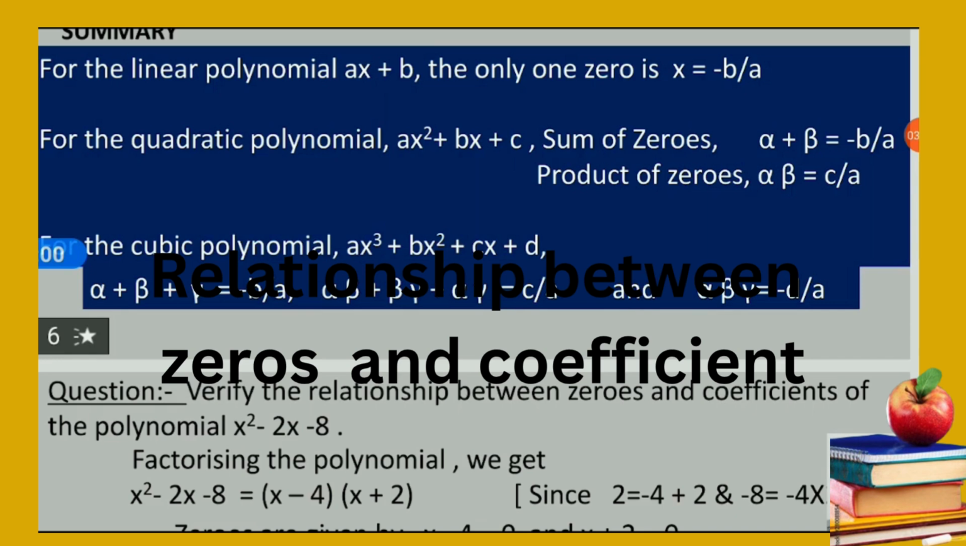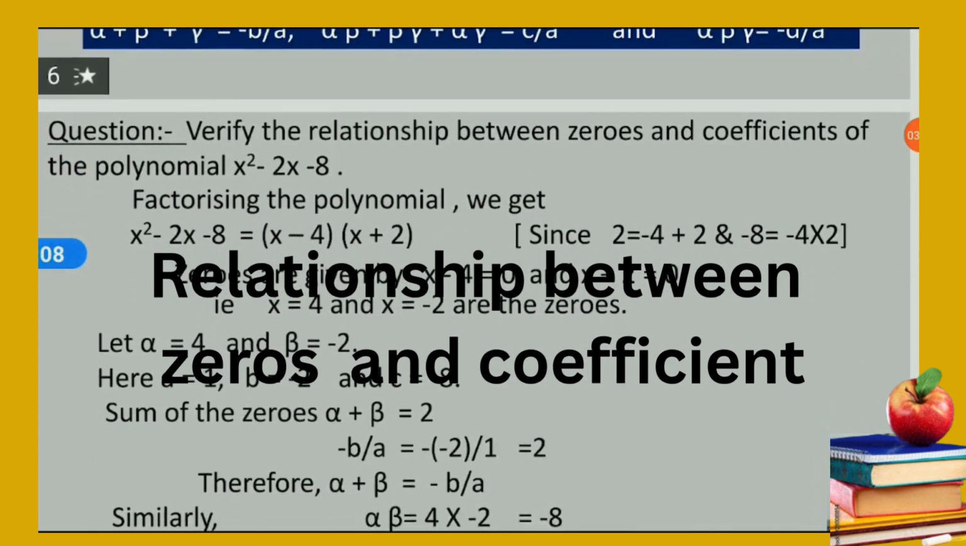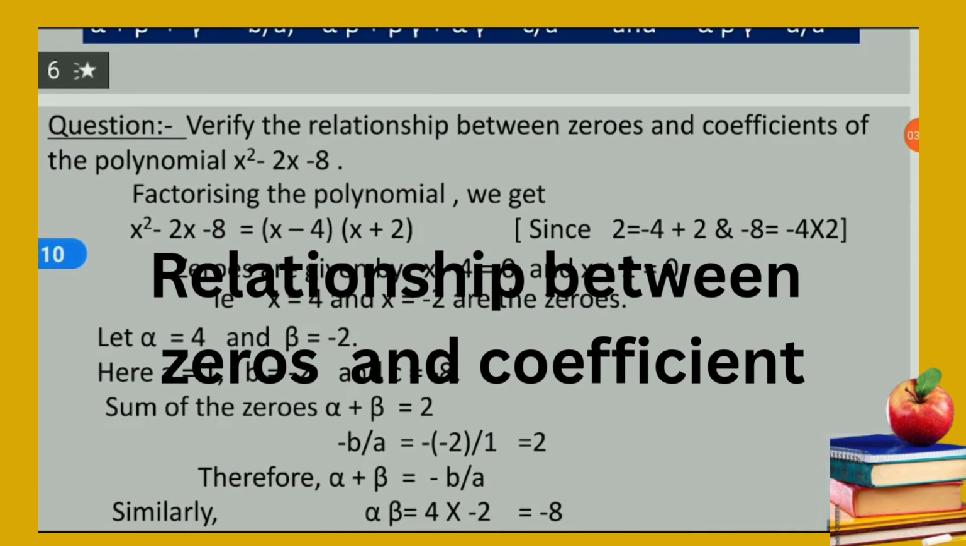Shall we move to some problems? First example: verify the relationship between zeros and coefficients of the polynomial x² − 2x − 8. To verify the relationship between zeros, first we have to calculate the zeros. We know a quadratic polynomial has 2 zeros. Here the polynomial is x² − 2x − 8.